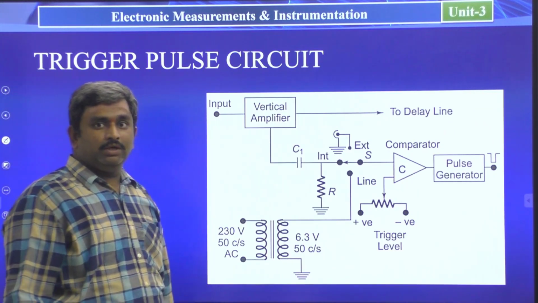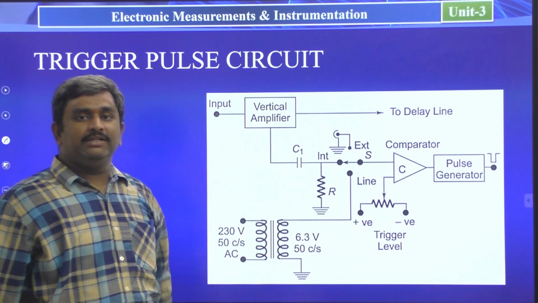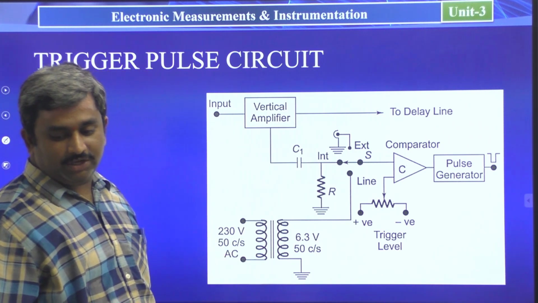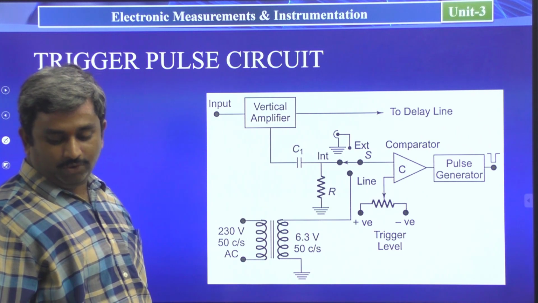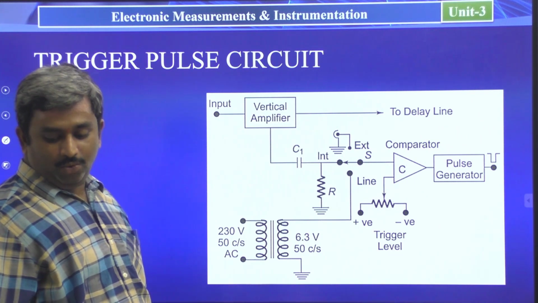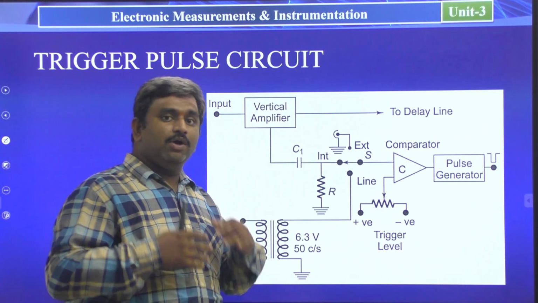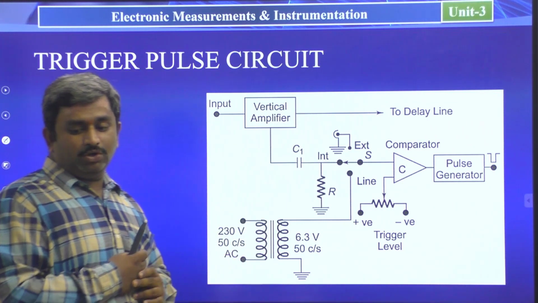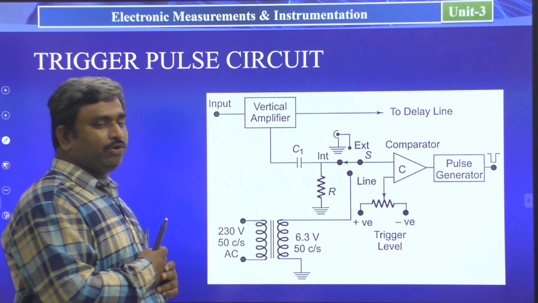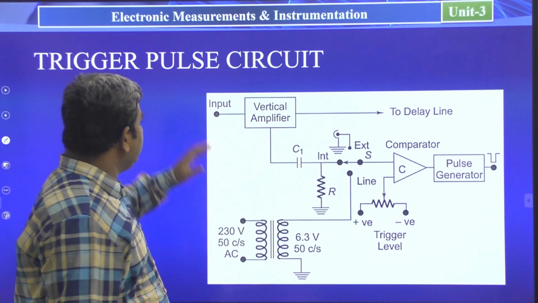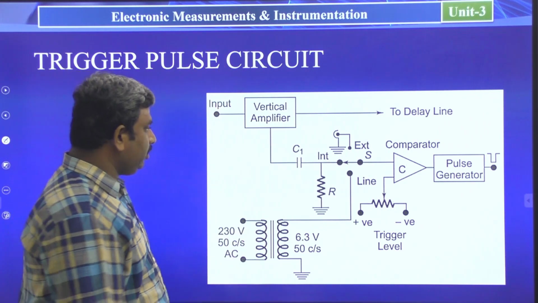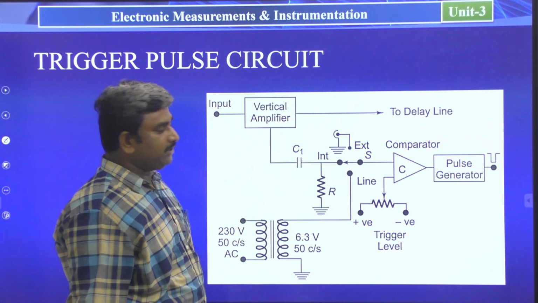Alright. Next, the triggered pulse circuit. Up to now, we have seen we need a trigger pulse for the triggered sweep CRO. So how will this trigger pulse circuit be available? See here, this is a trigger pulse circuit. This is a block diagram of the trigger pulse circuit.